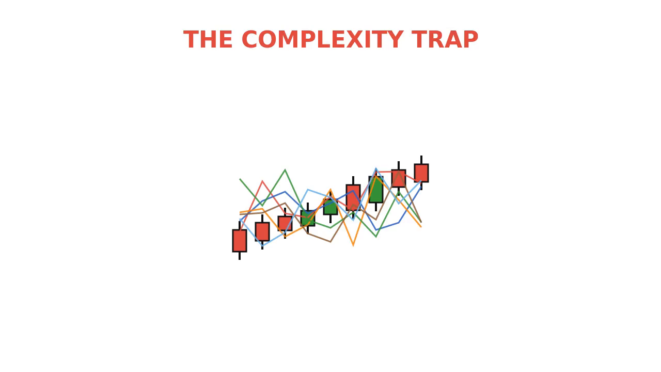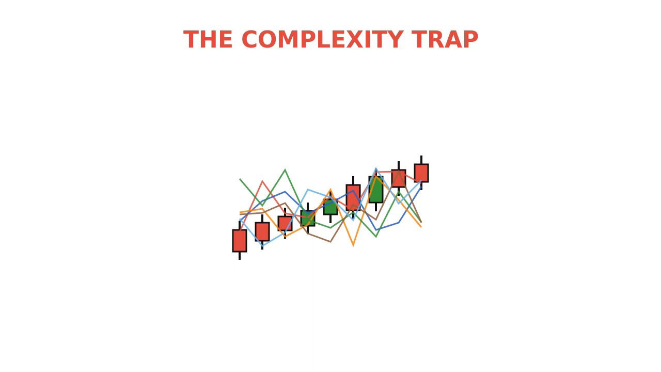Let's name the trap first. Beginners believe that more complexity means more sophistication. So they bolt 15 indicators onto one screen, painted in 10 colors, and then freeze, paralyzed, unable to make a decision because every tool is whispering something different. That is not analysis. That is confusion wearing a lab coat.